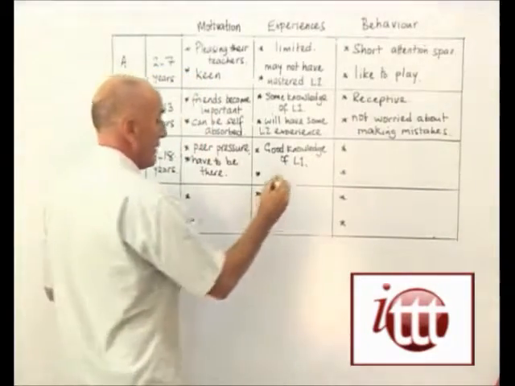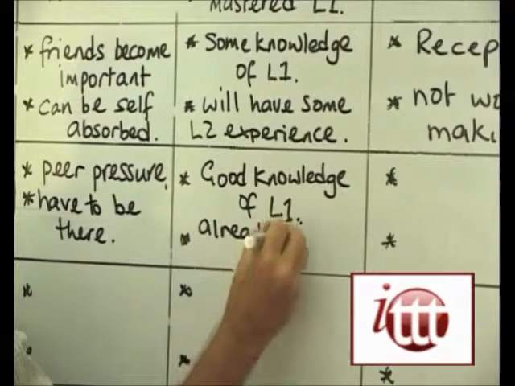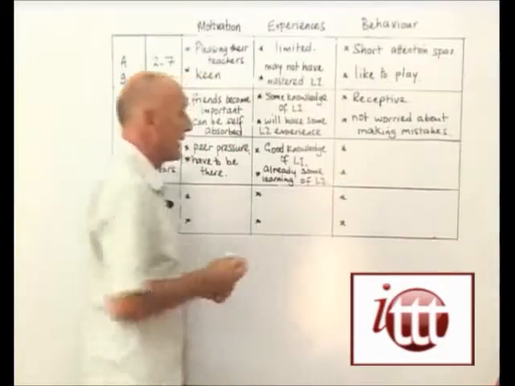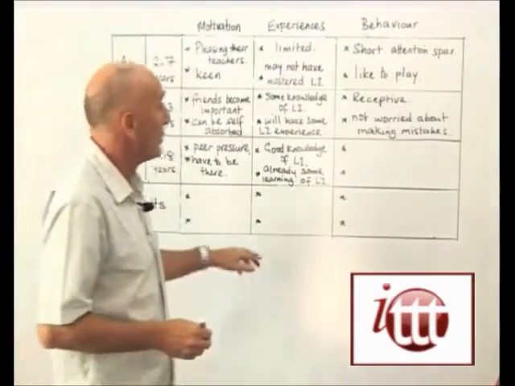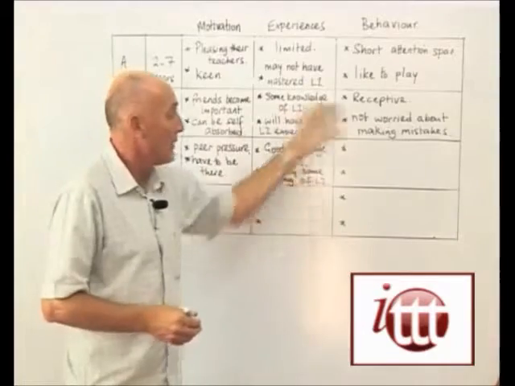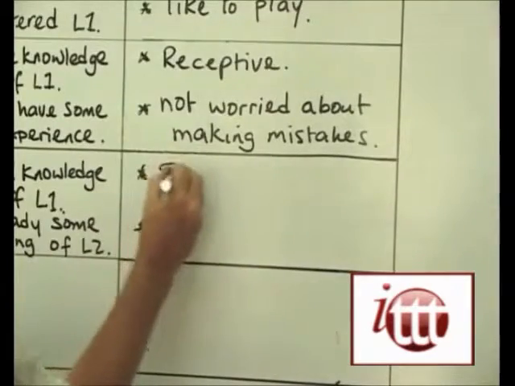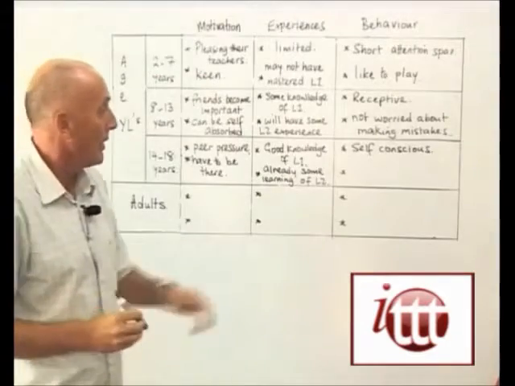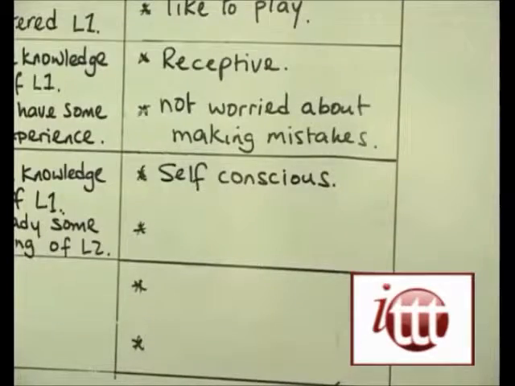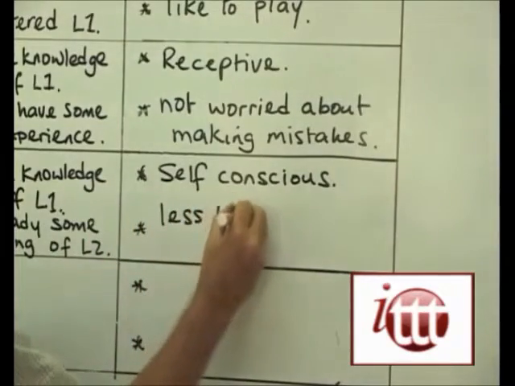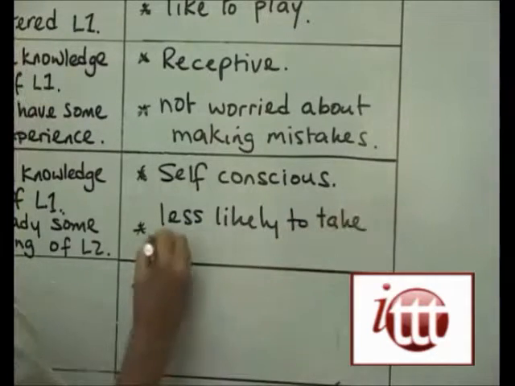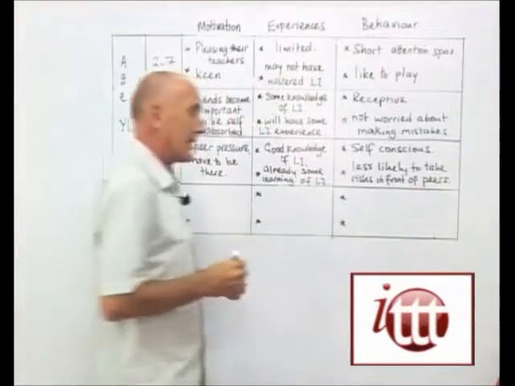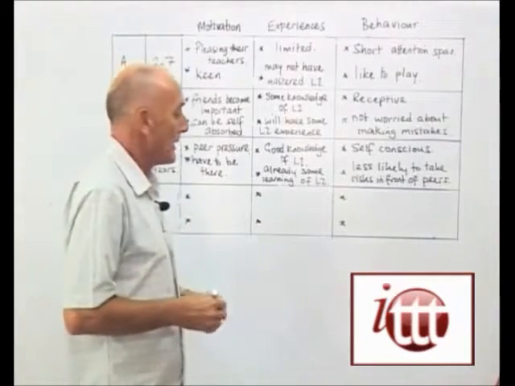Here they will have a good knowledge of L1 and most likely, they'll already had some learning of some form or other in L2. What about their behaviours? Well, this can be a very difficult time for teenagers. They tend to be self-conscious, first of all, and unlike these students at the younger age, they tend to be less likely to take risks in front of their peers for fear of shaming themselves.